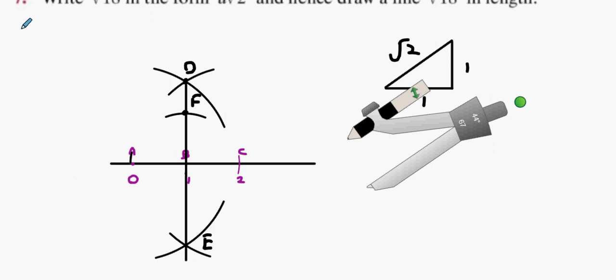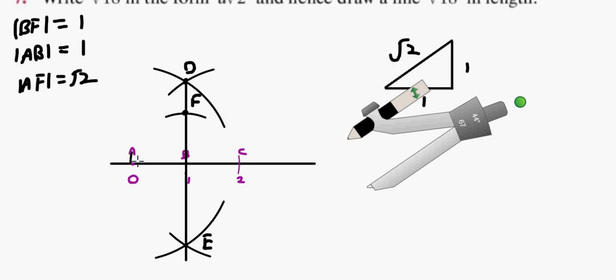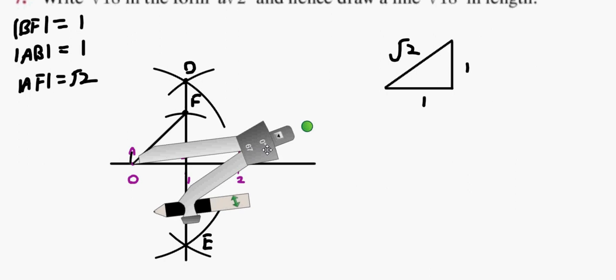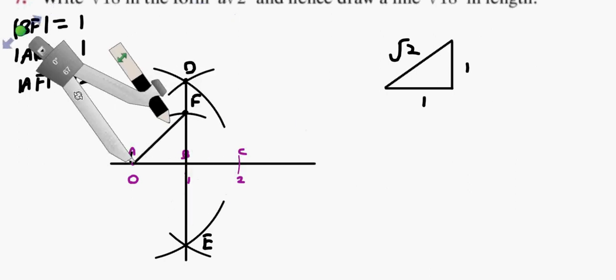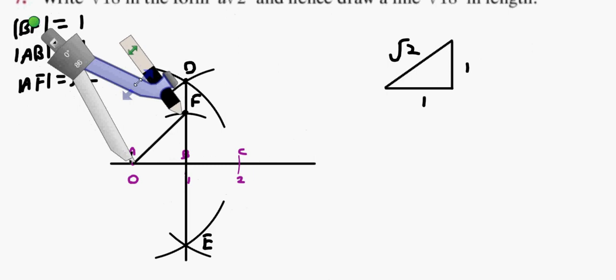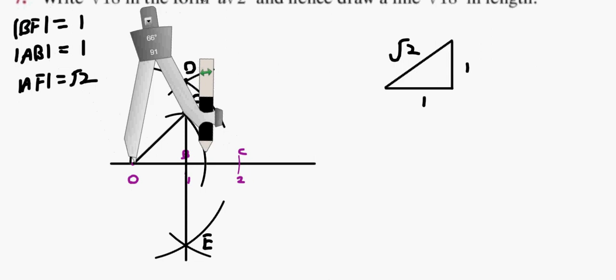What's the length of B to F? B to F is 1. What's A to B? 1. Therefore, what's A to F? Everybody happy with root 2? Okay, A to F is root 2. Now what do I do with that AF thing there? Anybody? Cross it here, don't I? What letter do you want to call this? G. AG is root 2.